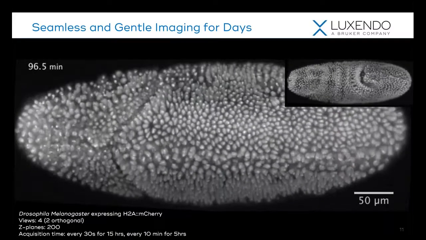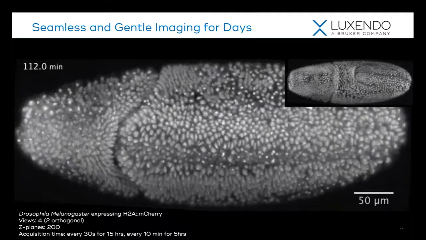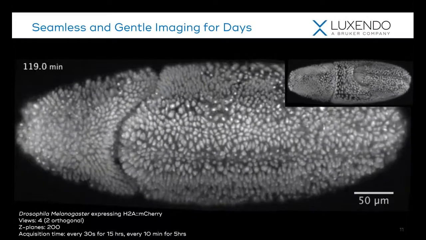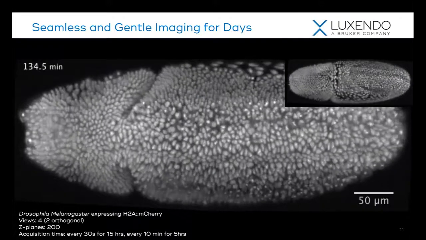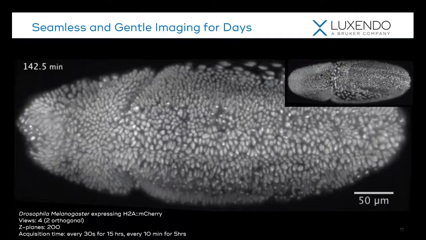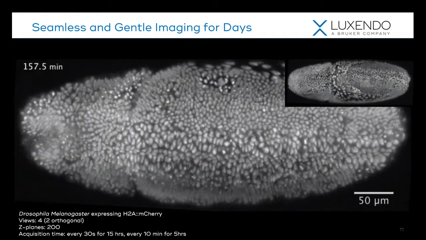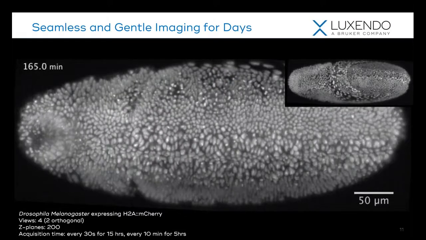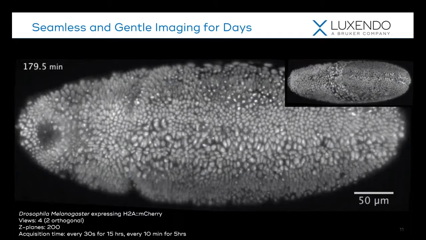And the reason that we can do this imaging for so long is our excitation light is no longer rate limiting. Because we're exciting orthogonally to our detection axis, we're putting down a minimal amount of excitation light, which allows us to image for days on end. And I'm going to cut this movie short just to keep going.